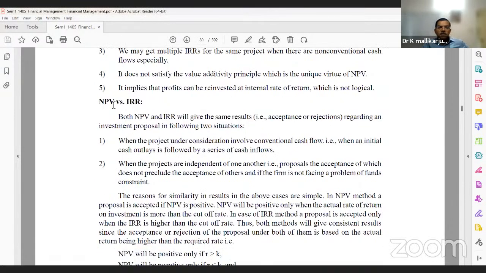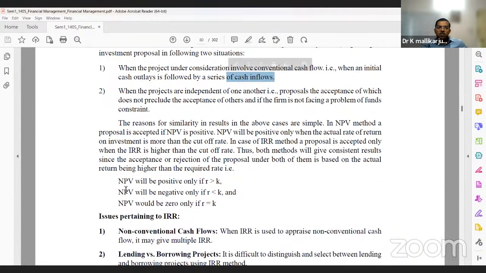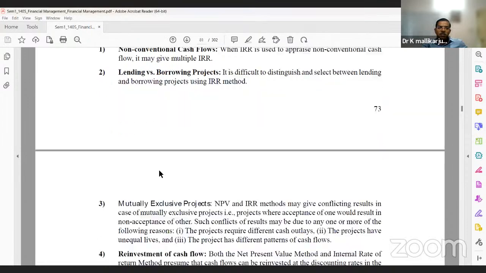The difference between IRR and NPV is that both consider the time value of money, but the decision making differs from one technique to another. When the projects under consideration involve conventional cash flows, where the initial cash outflow is followed by a series of cash inflows, NPV positive means accept, NPV negative means reject, and NPV zero is also accept. So the IRR method we discussed again.